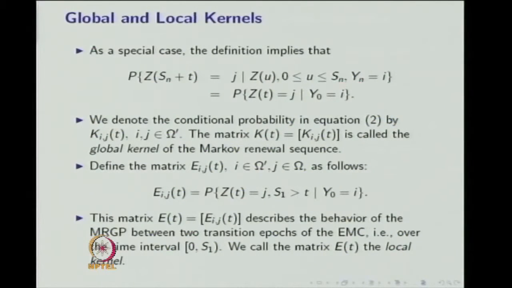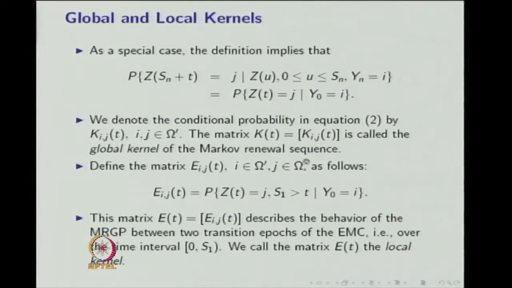For the Markov renewal sequence, we can find the global kernel. The global kernel is the matrix K of t that consists of K of i comma j of t, where each K of i comma j of t is nothing but the probability that y1 is equal to j with s1 less than or equal to t, given y0 is equal to i.